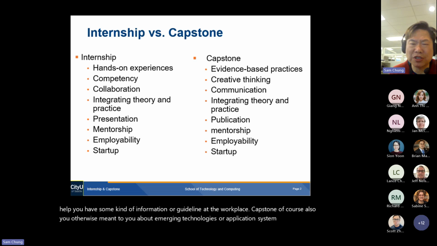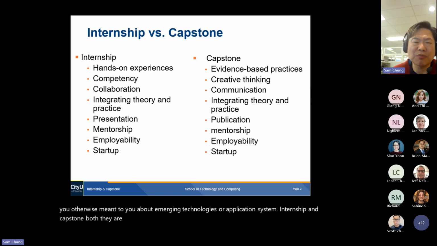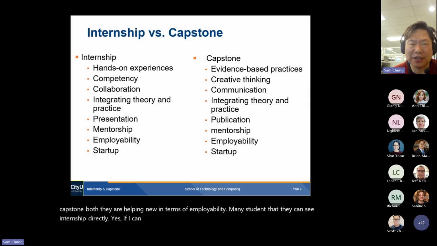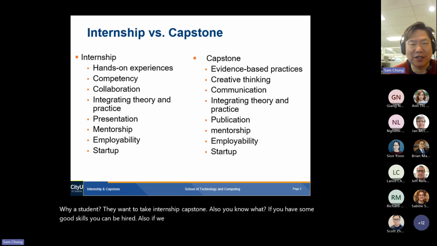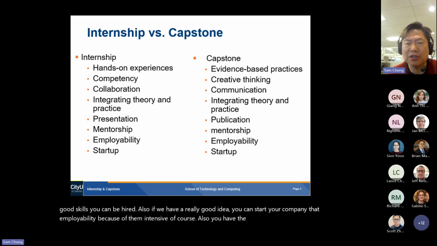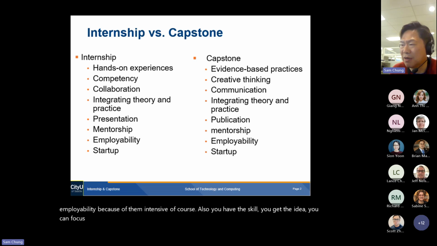Internship and capstone both help you in terms of employability. Many students can see the internship directly: if I do very well, I may get a job. That's why students want to take an internship. Capstone also, you know what? If you have some good skills, you can be hired. Also, if you have a really good idea, you can start your company. That's employability. With the skills and the idea, you can focus on a startup company.